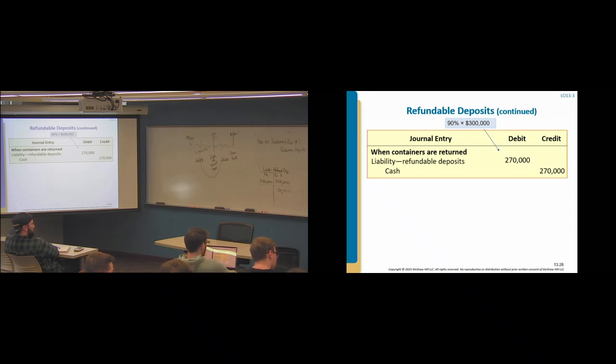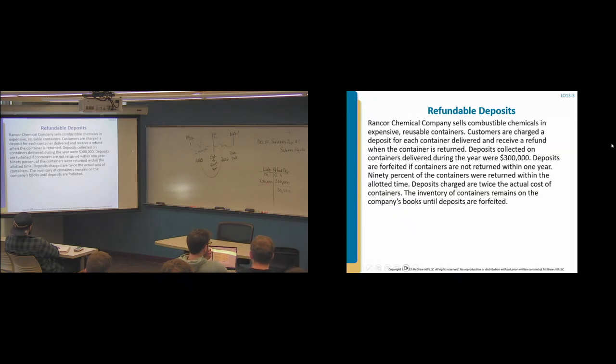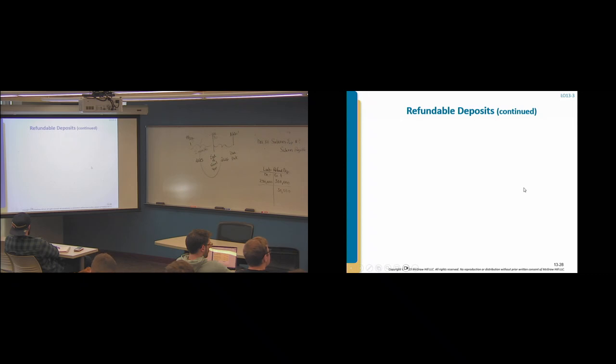If customers don't return the container in a year, do I owe them the 30,000 back? No. Isn't that what this said? Deposits are forfeited. Guess what? I get to keep your money. So that 30,000 is no longer a liability. What do you think it is for me now? It's going to be revenue.